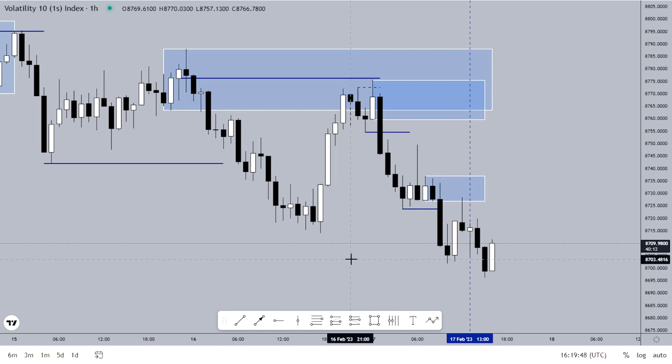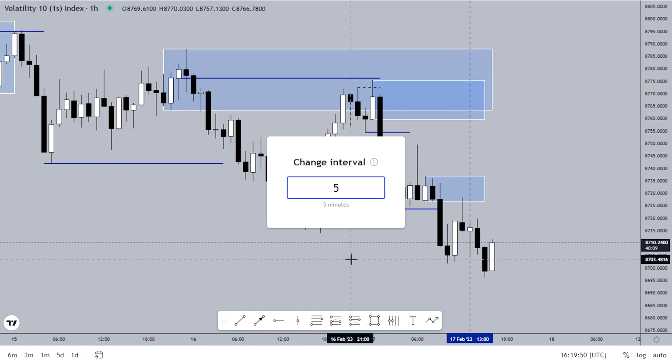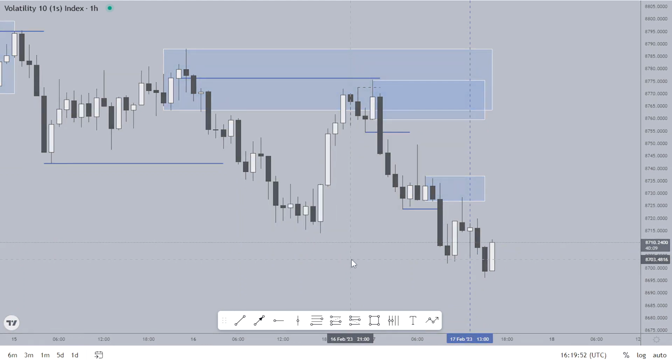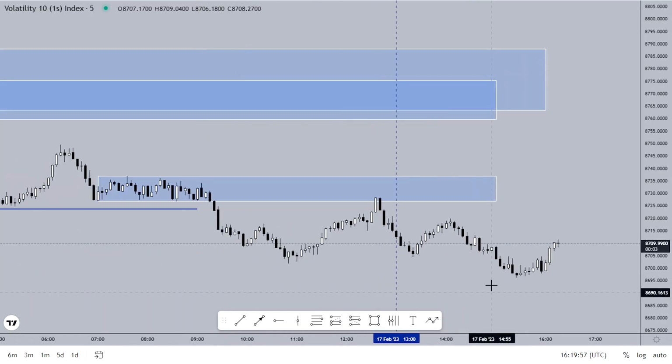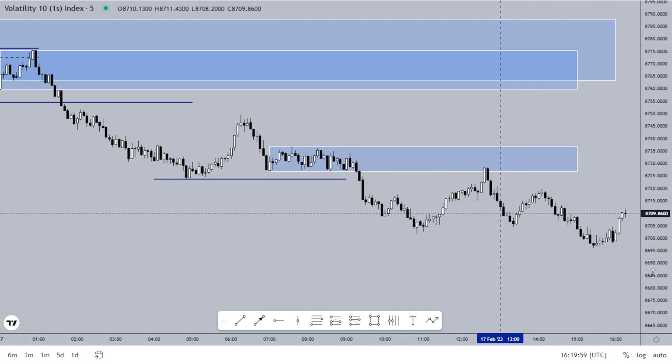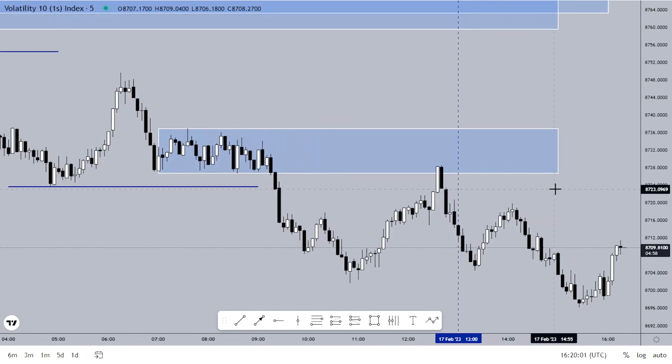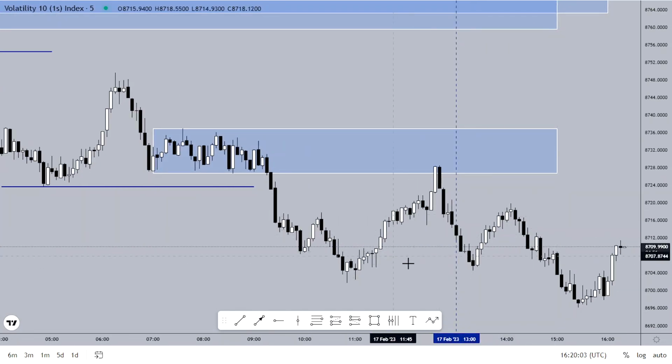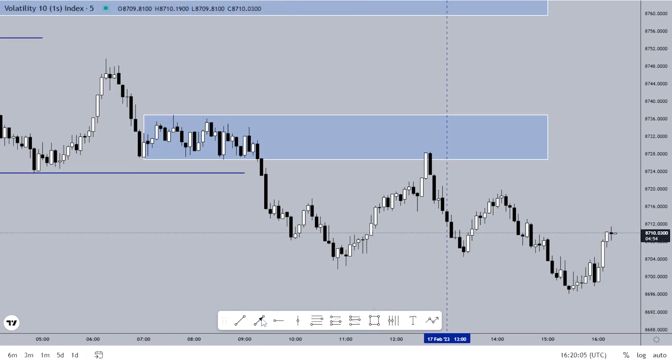So going down to the 5 minutes, I'll show you that I took this trade based on time and price. On the 5 minutes, I waited for the 1 o'clock candle to open, and at the time of the 1 o'clock open, look at what we had. We had a shift in market structure here. Okay, that was our shift in market structure after liquidation of these short-term highs.